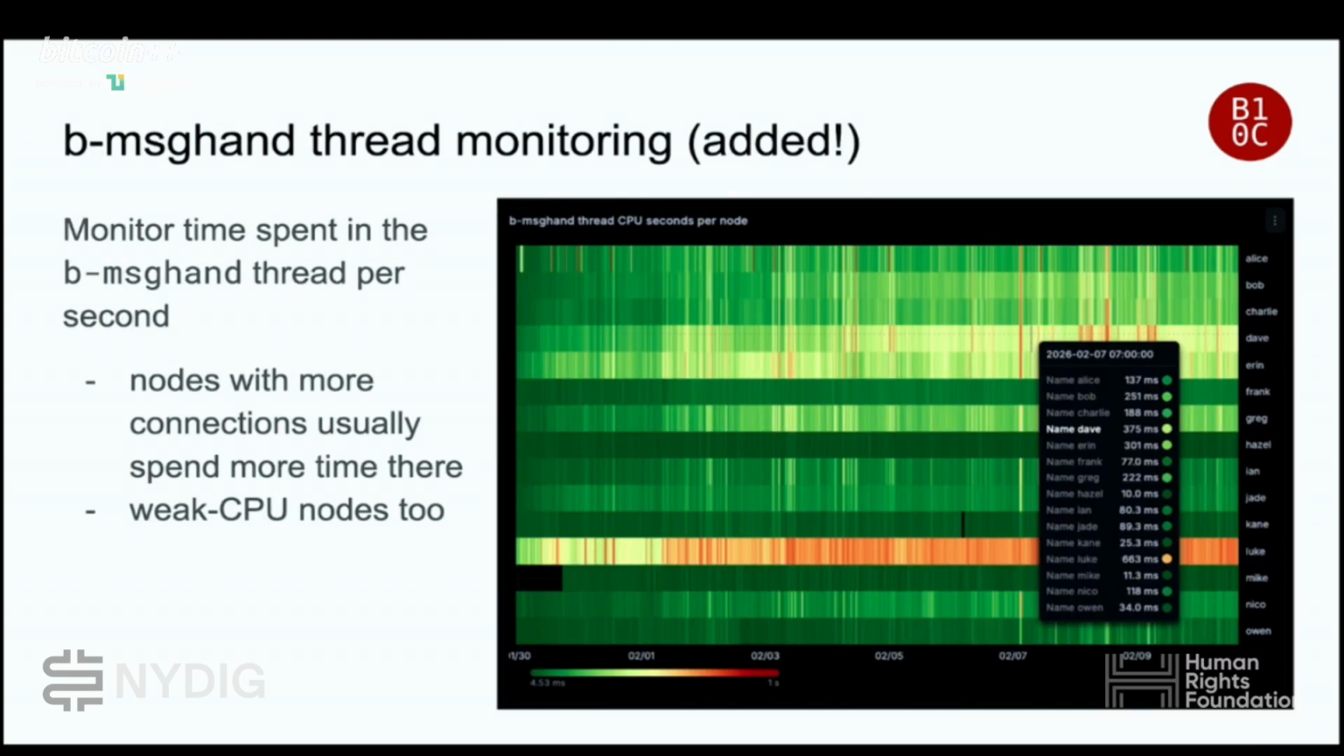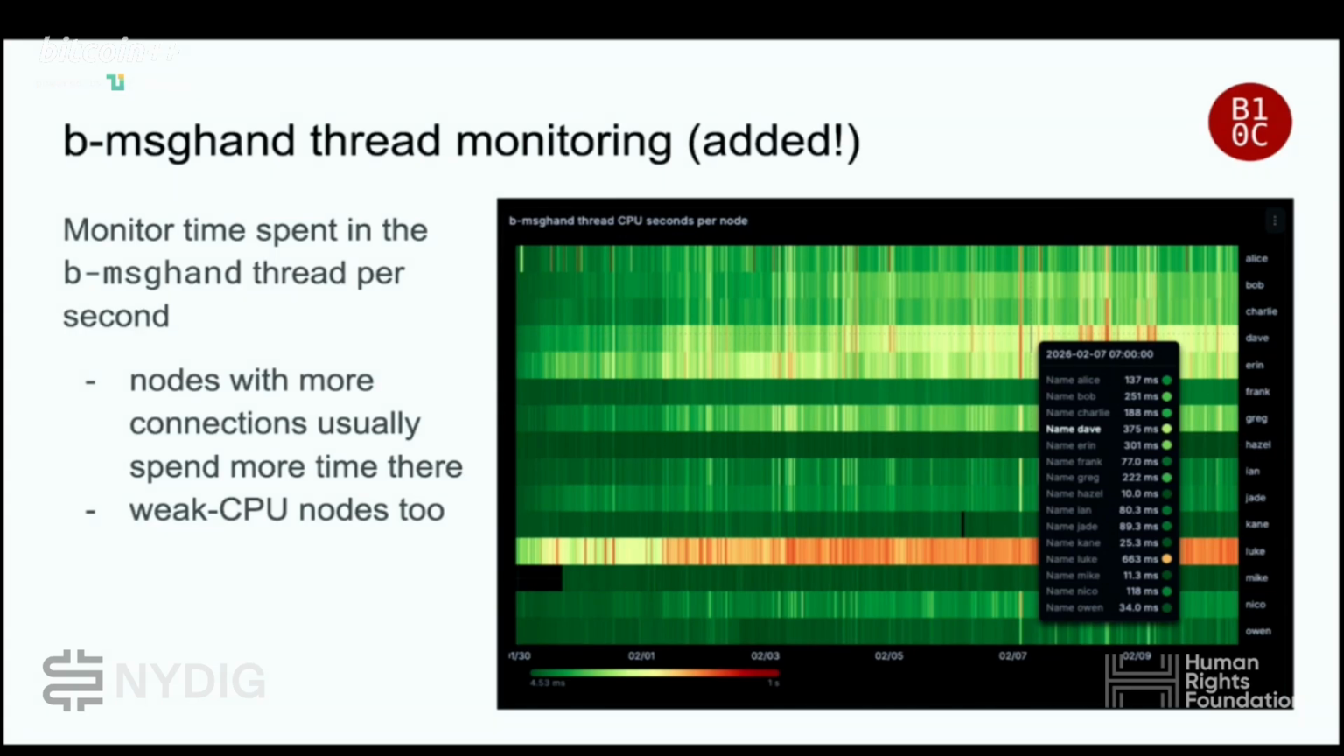Another thing I added is thread monitoring, so monitoring how much time we spend per second in a thread. I'm doing this for all of the threads that Bitcoin Core has, but specifically for the B message handling thread, which was the one affected. If one node is spending a second per second in the B message handling thread, then we are spending 100% of our CPU time there.